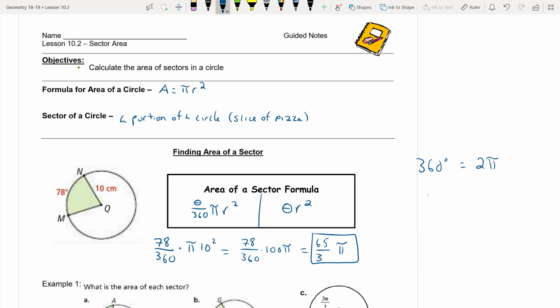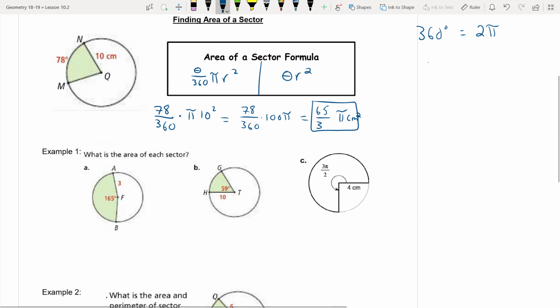So 65 over 3 is the simplified version of 100 times 78 over 360. If you're wondering how I did that, I went to the calculator and I simplified 78 over 360, and then I multiplied by 100. And because I've done it as a fraction, it keeps everything as a fraction. So you can certainly do that. Calculators are most welcome here. The big thing is just don't put in the pi. That's going to give you a decimal, and I know how you guys feel about decimals, so we're just going to leave everything in terms of pi. And this one would be centimeters squared if we're using our units of measure.